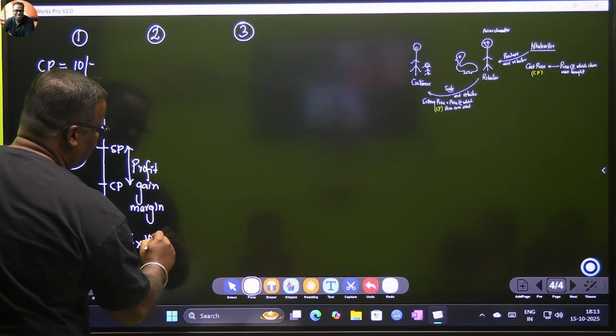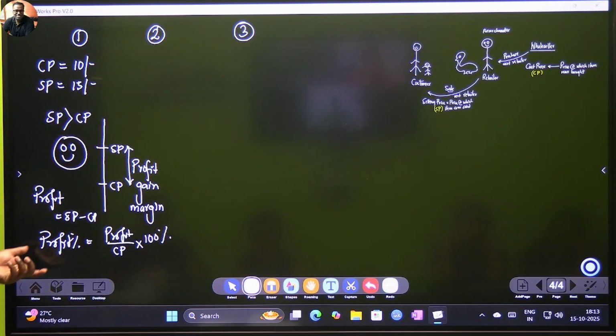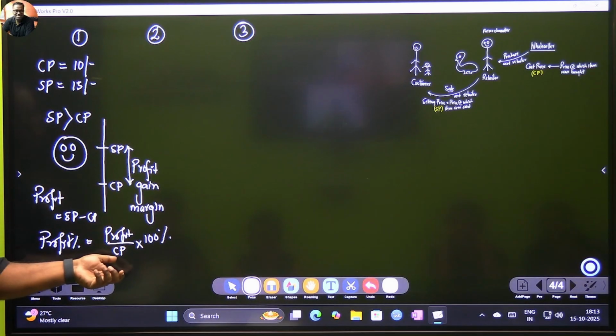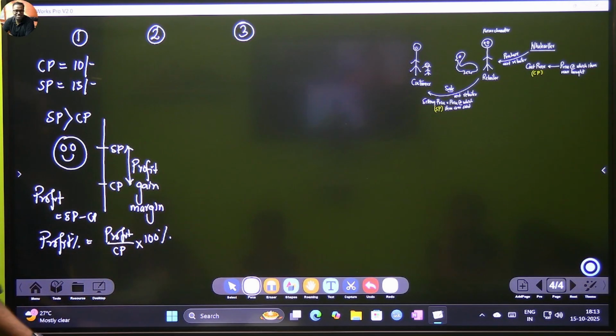Why do you need to mug up if your funda is correct? Profit is also a change, na? Change over the original value into 100%. Clear? This is your profit percent. You need not mug up. You just know that this is the selling price. Profit is always the excess of selling price over cost price.